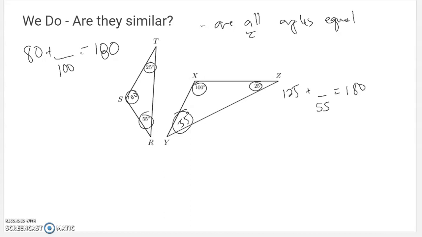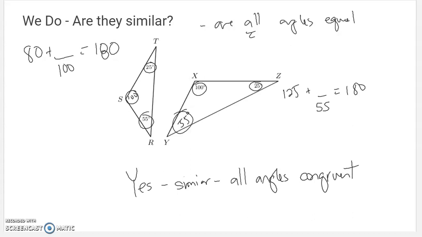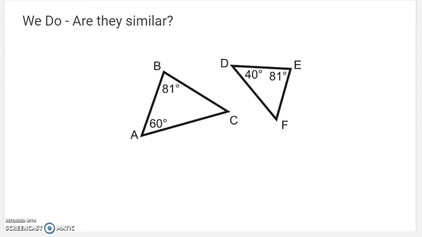So these are similar because all angles are equal, or congruent, to use the geometry term. So that is an example where they are. Hopefully I got a good example here where they're not, just so we can get the hang of that too.